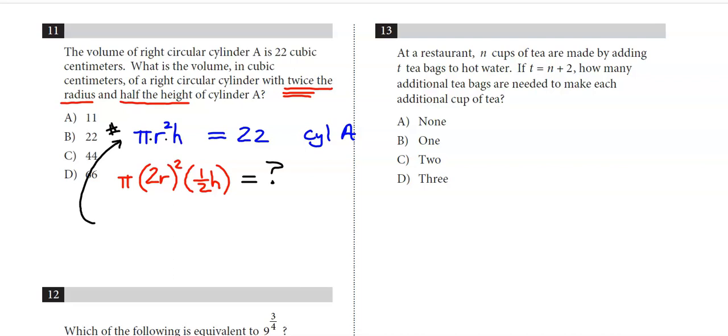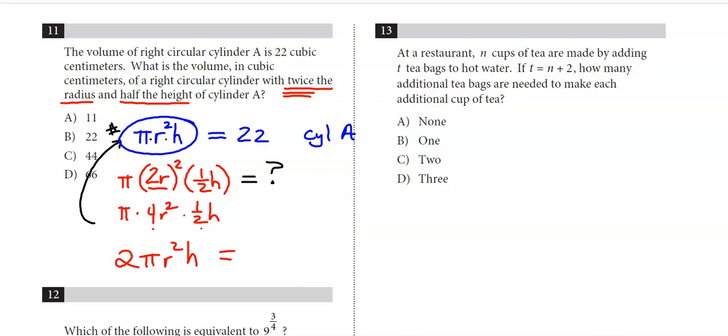So let's work this thing out. This is going to be pi times, well, 2r times 2r is 4r squared, times 1/2 h. Now I'm just going to multiply these coefficients here. 4 times 1/2 is 2, and then pi, and then r squared, and then h. So now it's pretty easy to see the relationship. The first cylinder was just pi r squared h. The new cylinder is 2 pi r squared h.